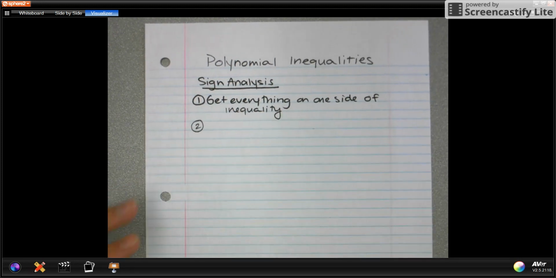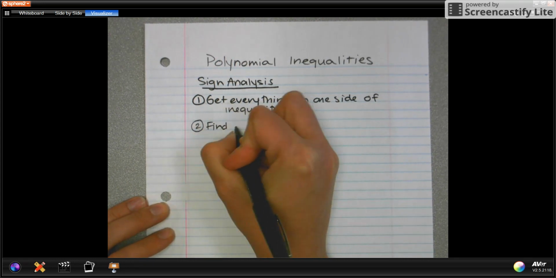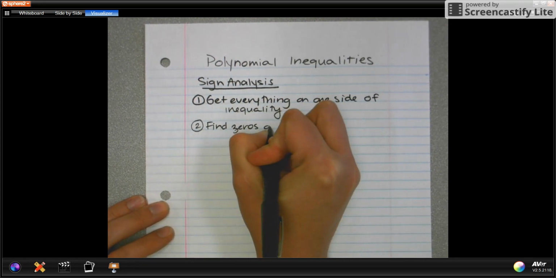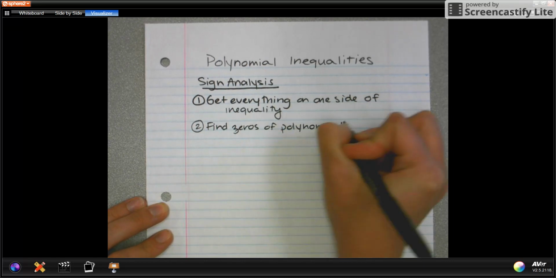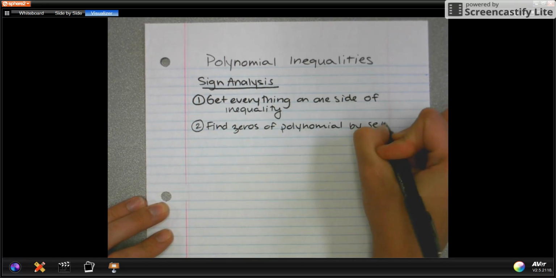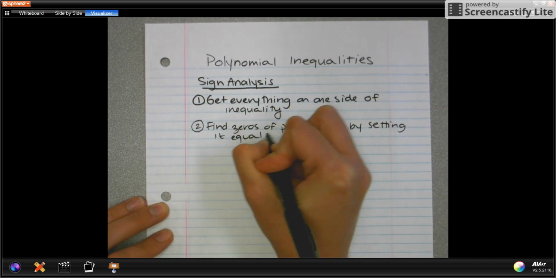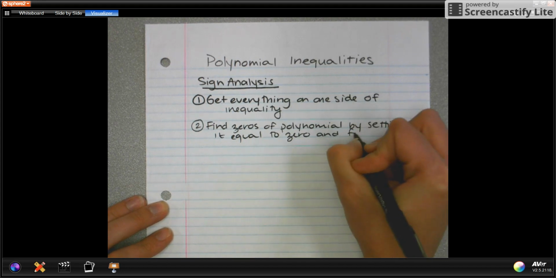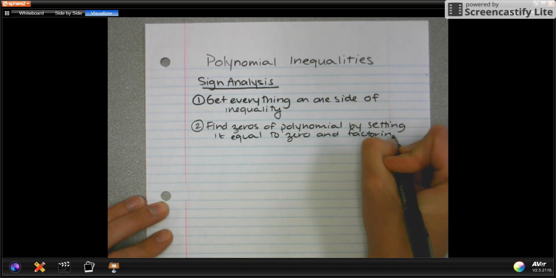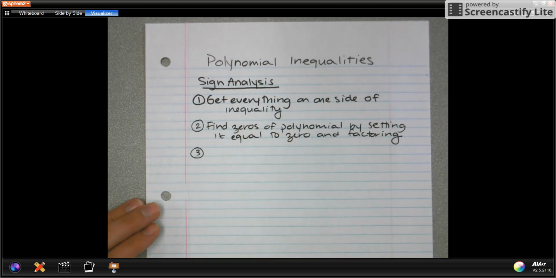Because the next step is to find the zeros of the polynomial by setting it equal to 0 and factoring. I will talk about some of the factoring methods that you should remember from Algebra 2.